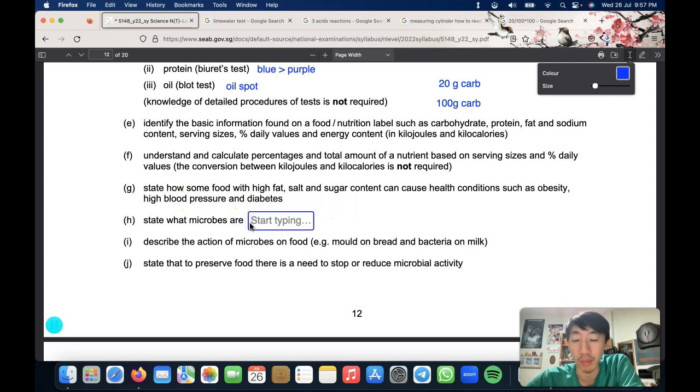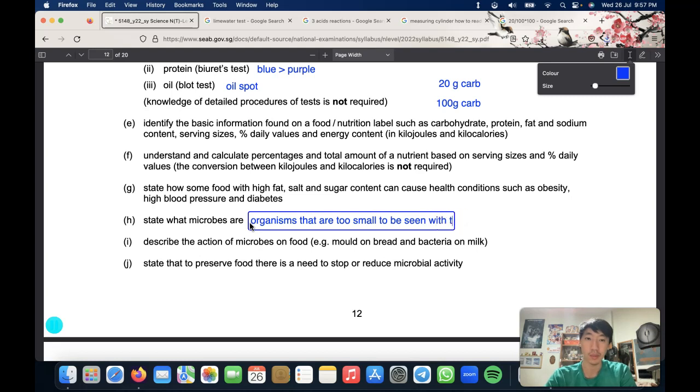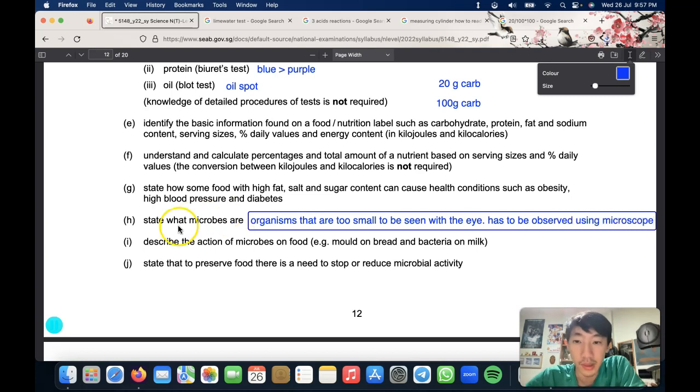Okay, what are microbes? Microbes are organisms that are too small to be seen with the eye, has to be observed. Okay, so anything that's a microbe, things like bacteria, even some funguses, things like viruses, these are organisms that we cannot see with our eye, right? So we actually have to use a microscope to observe them.